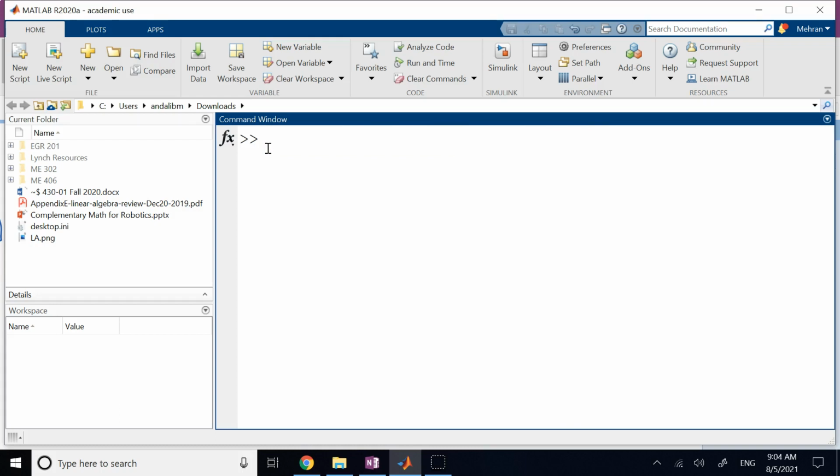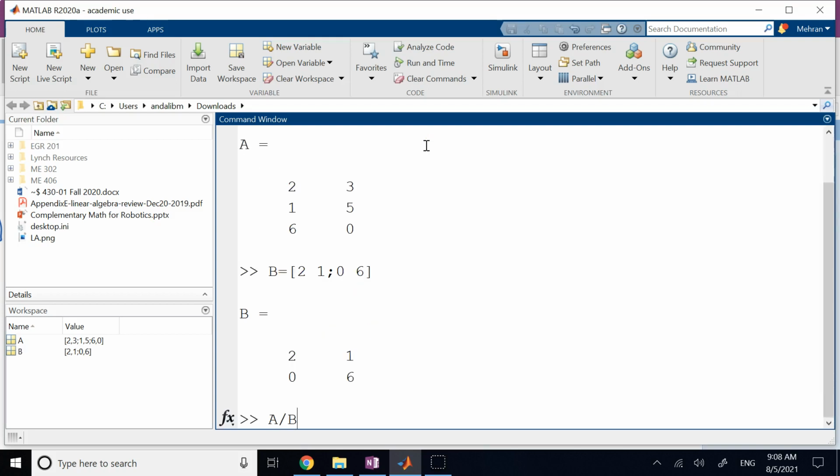matrices well. But if you try something in MATLAB, let's say A equals [2 3; 1 5; 6 0]. By the way, in MATLAB, whenever you define a row, as I mentioned in my MATLAB videos, between the elements in a row, you can use a space or you can use a comma. And between each row and the next row, you use a semicolon. So A here is a 3 by 2. Now for B, I define, let's say, a 2 by 2 matrix, [2 1; 0 6]. So 2 by 2. So can I divide A by B?